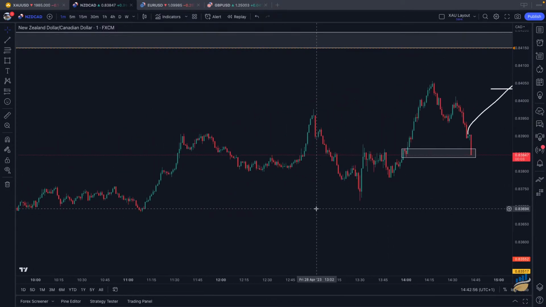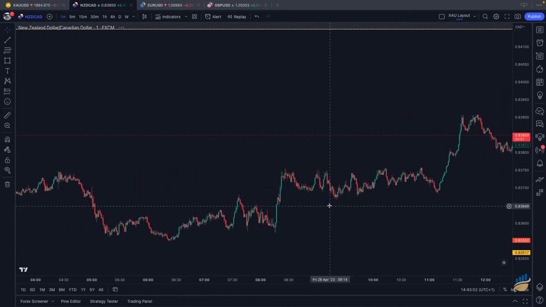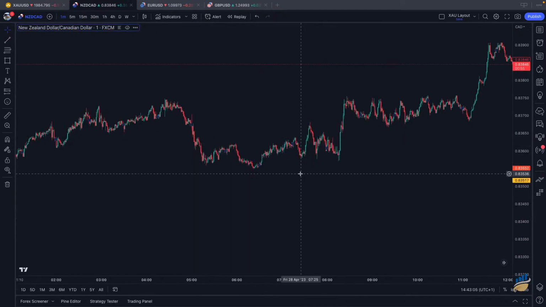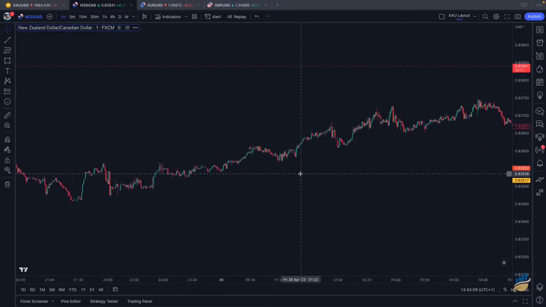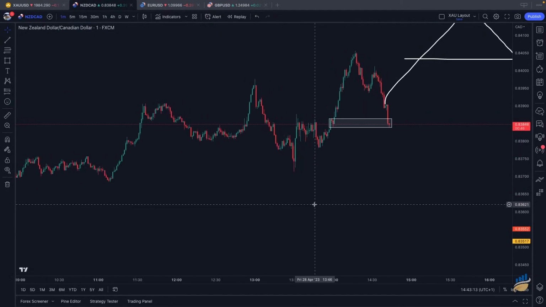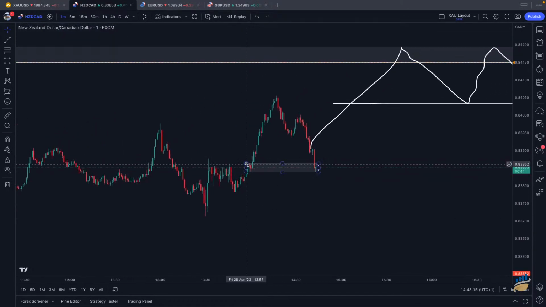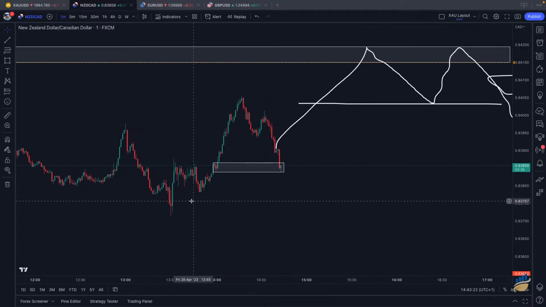Is there any other unmitigated areas? Let's have a look. There is quite a bit of inefficient structure actually below. Be interesting to see though if this holds or not. This could be an area of interest right here to look for long positions.